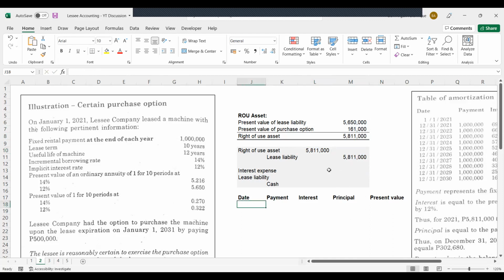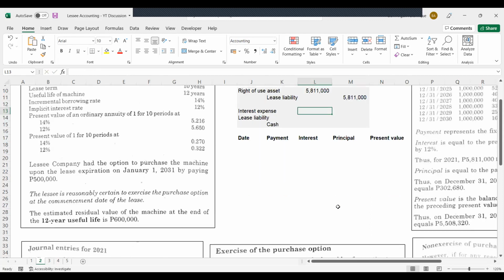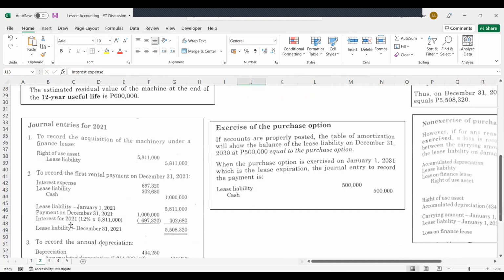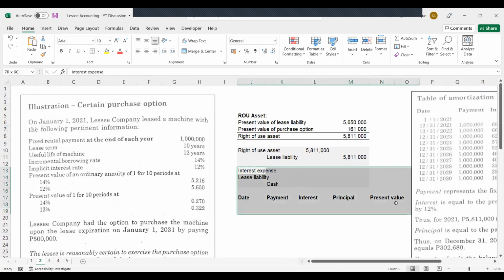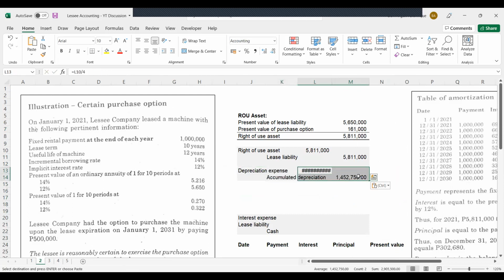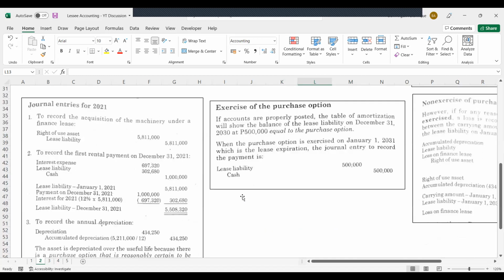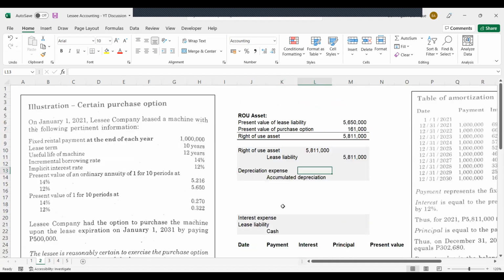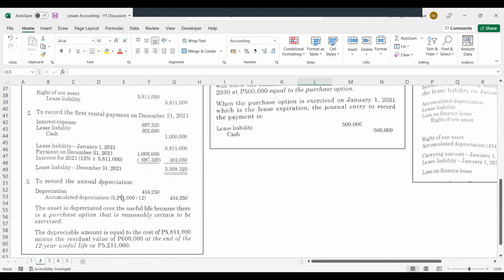Next, paano naman yung amortization ulit? And paano pa yung mga depreciation natin? So, simulan muna natin dito sa ating depreciation. Kasi may depreciation eh. Kanina inuna natin yan para hindi magulo. So, sabi natin, kapag mayroong purchase na reasonably certain, gagamitin natin is yung ating useful life. Pero kung hindi naman niya ito most likely bibilhin, ang gagamitin natin is the lease term. So, kaya ang ginamit natin is divided by 12 dito sa ating scenario.